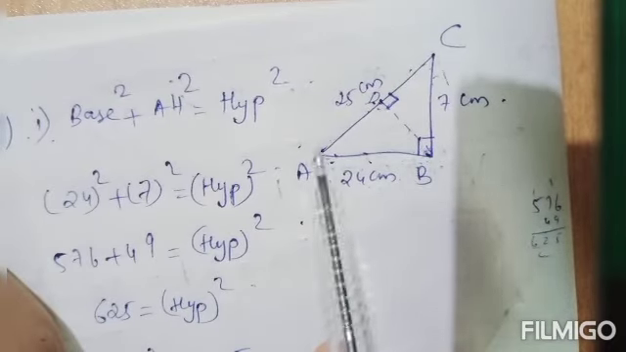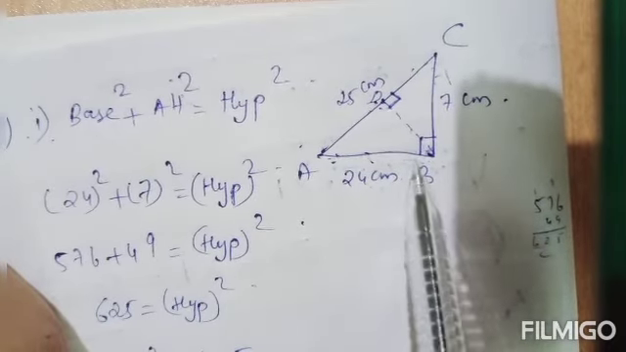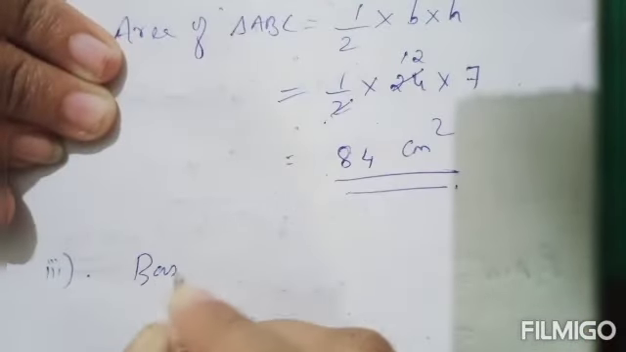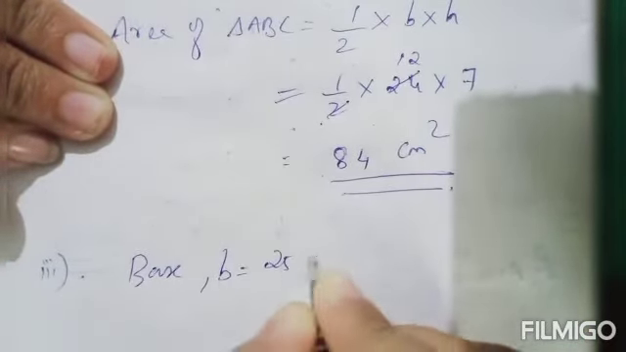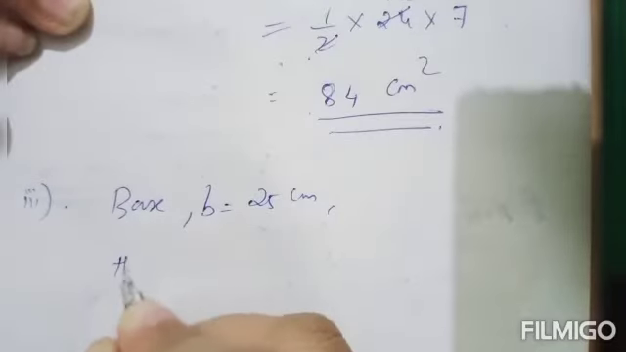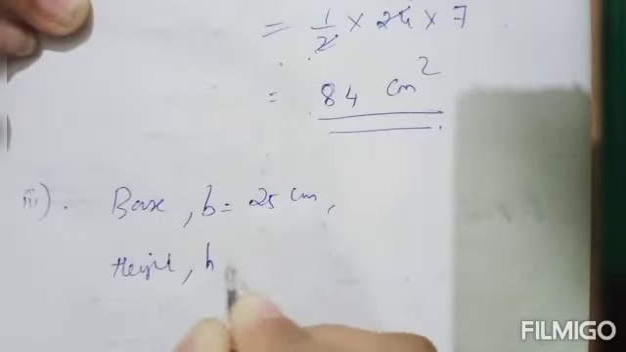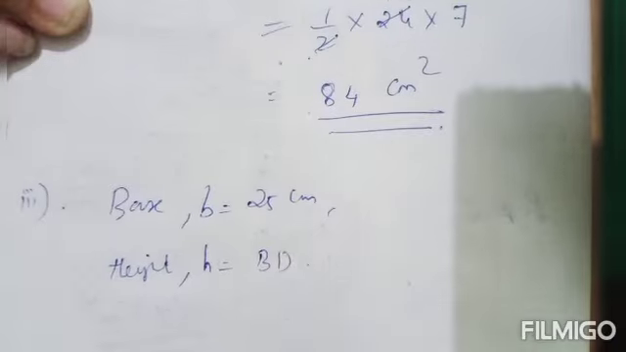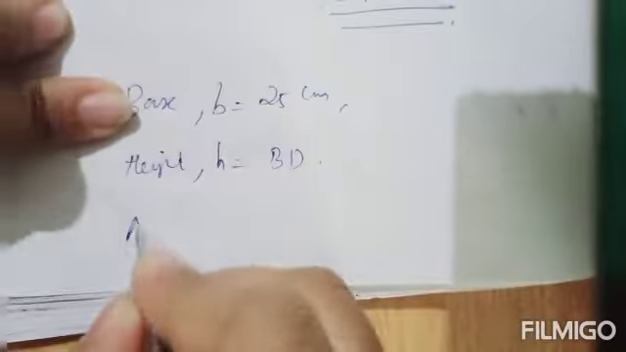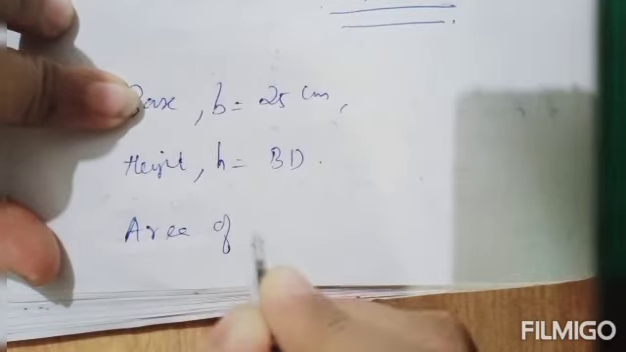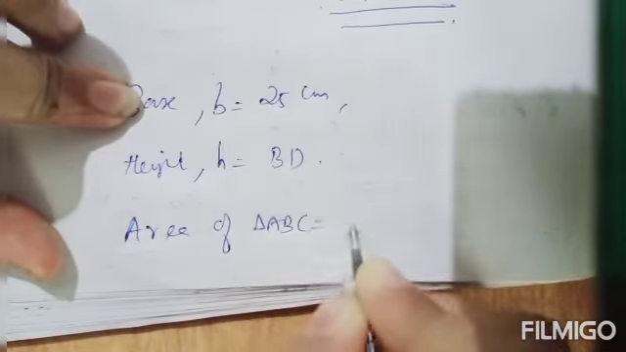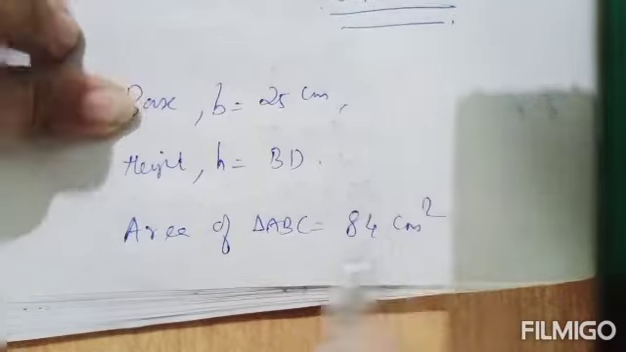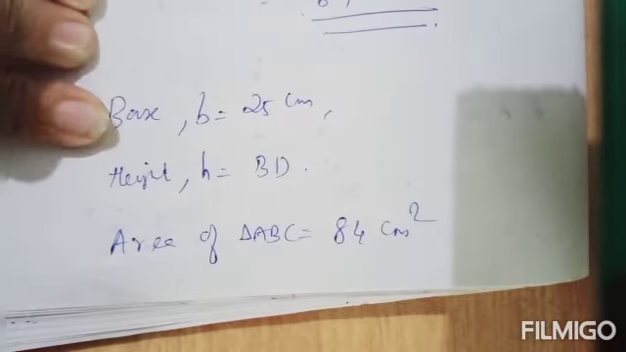Okay, so if AC is the base, BD will be its corresponding height. So let us take base B equal to 25 centimeter and height H equal to BD. Now in the second question, area of triangle ABC, we found it 84 centimeter square. One triangle has one area only.